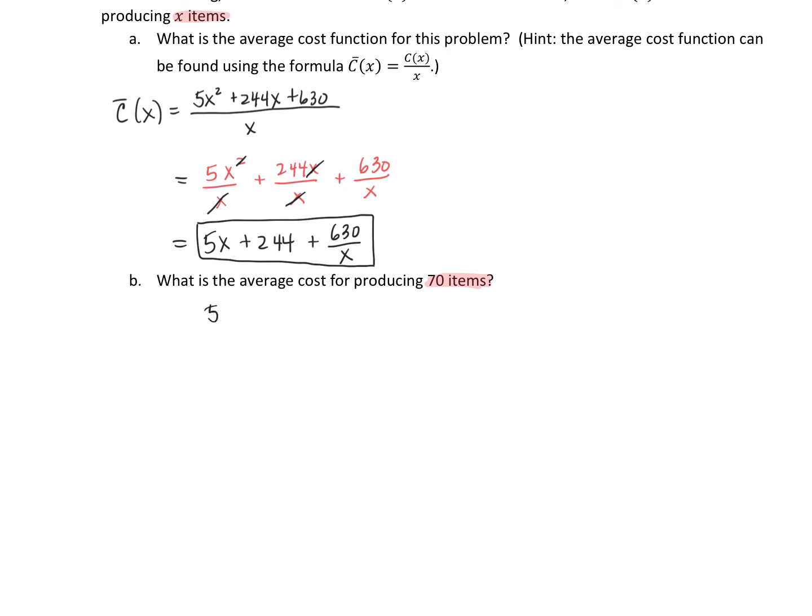So this will be 5 times 70 plus 244 plus 630 divided by 70. So 5 times 70 is 350 plus 244, and then 630 divided by 70 is 9, and then 9 plus 244 plus 350 is 603. So the average cost for producing 70 items would be $603.